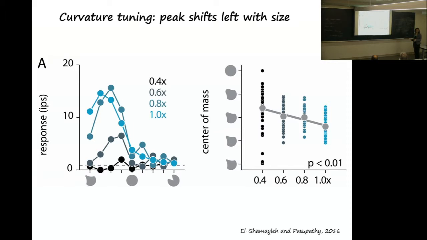For some neurons, 25% of the neurons actually decrease their responses with increasing size. And that's not the modulation we're talking about. What we're talking about is the shift in the peak. You can see this here: as you go from the smallest size to the largest size, there is a shift in the peak to the left. And you can capture this peak shift by computing the center of mass of these tuning curves, and that's what I've plotted here. You can see that there is a gradual but significant shift in peak, and this is predicted well by the absolute curvature model.